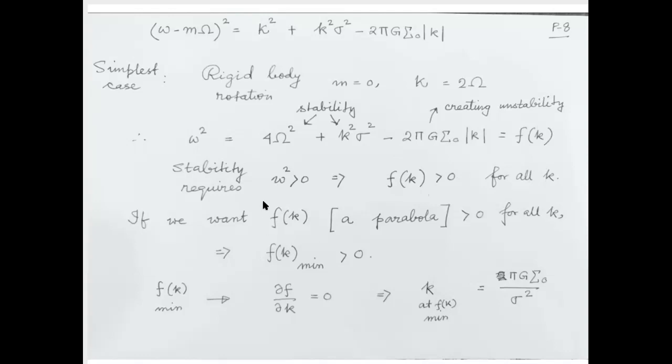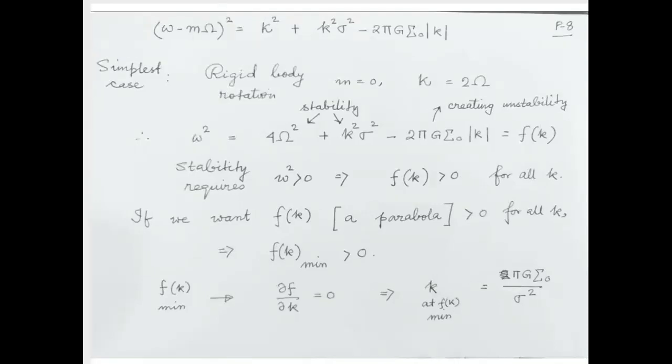Now f(k) is a parabola. So f(k), if I want to draw it, will look like this. It's a parabola, with the y-axis being f(k). What is the condition that all values of f(k) are greater than 0? Well, if this point, which is the minimum of f(k), is greater than 0, that essentially means that all f(k) is greater than 0. And you can find out that condition very easily.